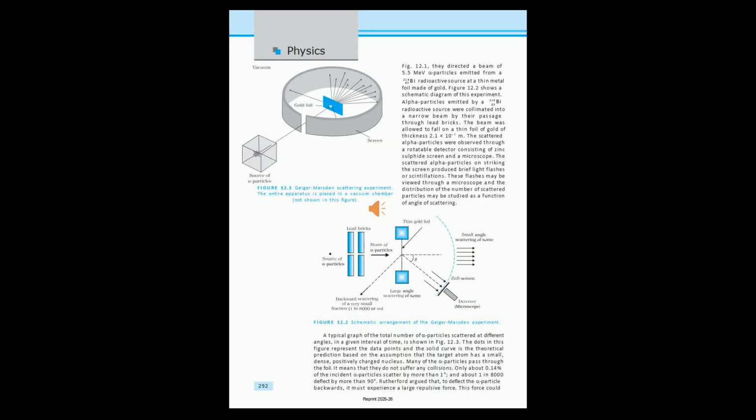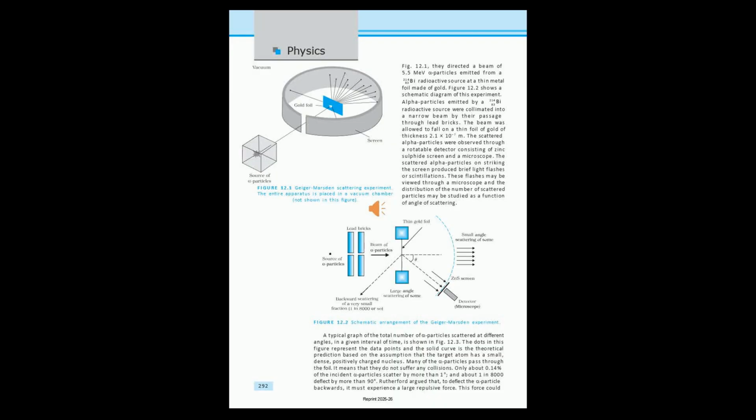The scattered alpha particles, on striking the screen, produced brief light flashes or scintillations. These flashes may be viewed through a microscope, and the distribution of the number of scattered particles may be studied as a function of angle of scattering. A typical graph of the total number of alpha particles scattered at different angles, in a given interval of time, is shown in figure 12.3. The dots in this figure represent the data points, and the solid curve is the theoretical prediction based on the assumption that the target atom has a small, dense, positively charged nucleus.